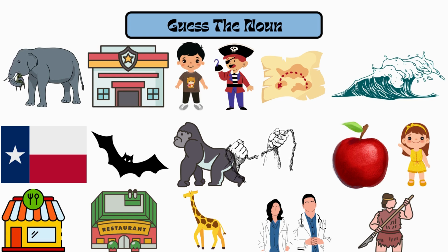Okay. What would this be? Would this be a person? No, because this does not have human features. Would this be a place? Yes, it would be. So this is a place.